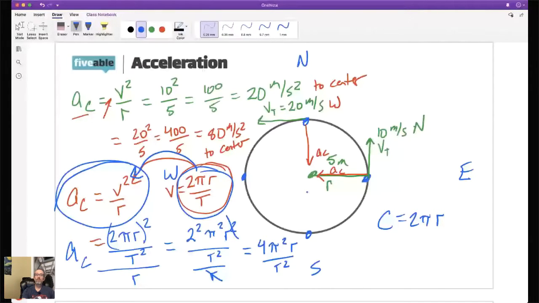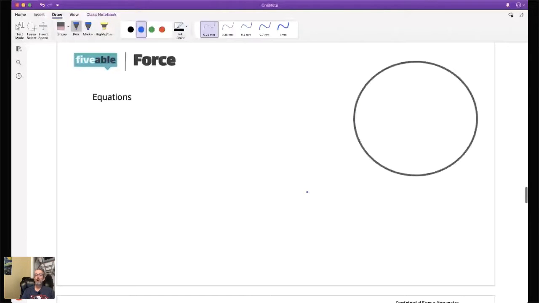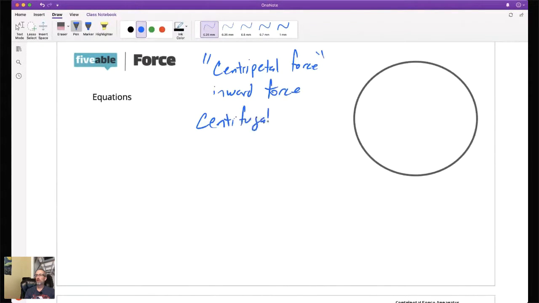All right, so let's do force. For force, the force that we have is what we sometimes refer to as centripetal force. And all that means is it is an inward force. Okay, but here's the deal. There is no such thing as a centrifugal force. That is totally never ever anything that you want to use. There's no force, okay, in a circle that pushes you out.